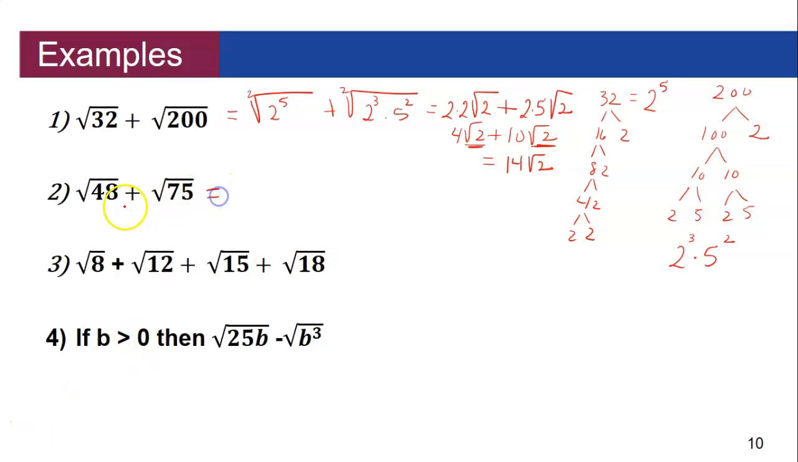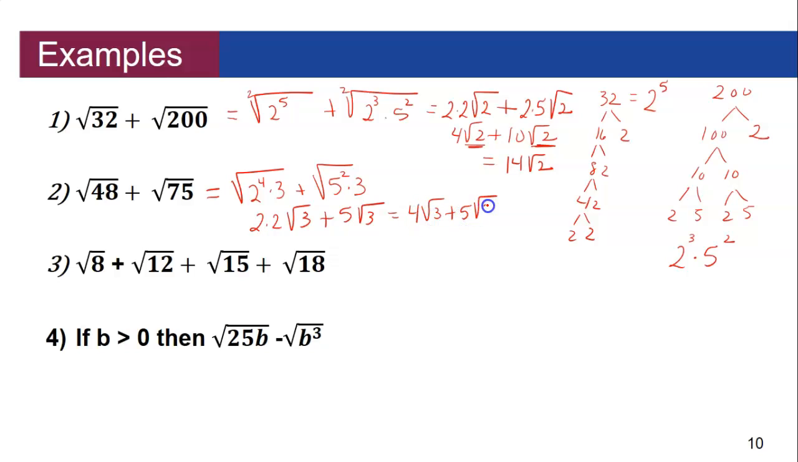On this one, I'm going to let you on your own do the prime factorizations, but this one is going to be 2 to the 4th times 3, and this one's going to be 5 to the 2nd times 3. So what we can do is here we can take 2 2's out. If I take 2 2's out, I'll have a square root of 3 left, and I'm going to take a 5 out, and I'll have a square root of 3 left. So I'm going to have 4 on the square root of 3 plus 5 on the square root of 3, which is going to give me 9 on the square root of 3 for my answer.